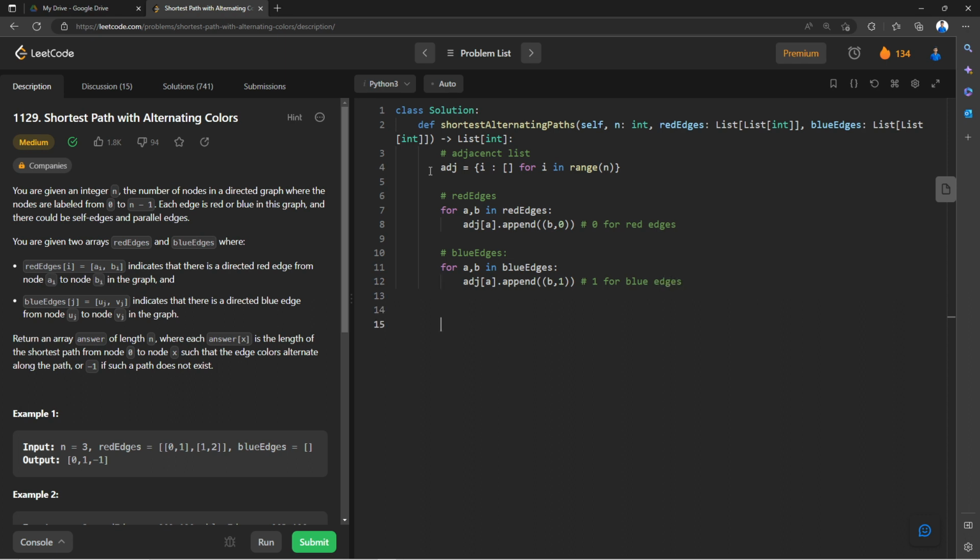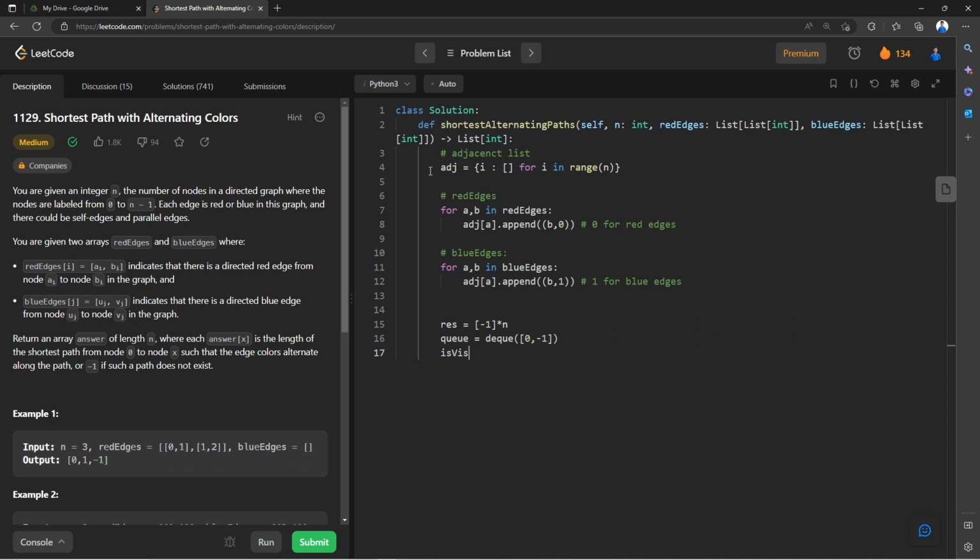Now it's time to use a BFS, right? For BFS, what we are going to do? First of all, we have to maintain a resultant array, right? And by default, we are going to put -1. We have to say -1 times n. So we are having a resultant array of -1. And after that, we are going to use a queue. So the queue is going to have initially what? We are going to pass 0 with a -1 value. -1 means there is no color, right?